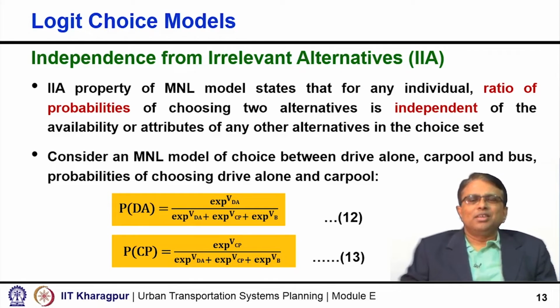How to explain that? Let us say the probability of drive alone will be what? e to the power V_DA divided by e to the power V_DA plus e to the power V_CP (carpool) plus e to the power V_B, when I have drive alone, carpool and bus, 3 alternatives. Probability of using carpool is how much? Only the numerator will change. Instead of e to the power V_DA, it will become e to the power V_CP. The denominator will remain the same as before.